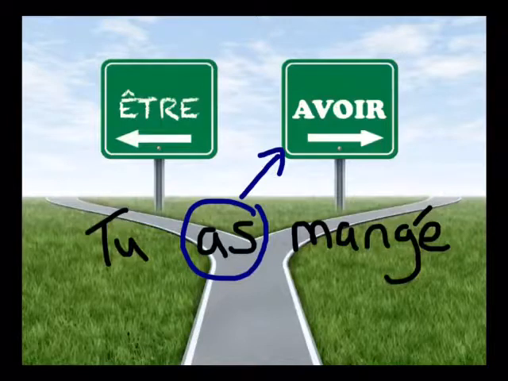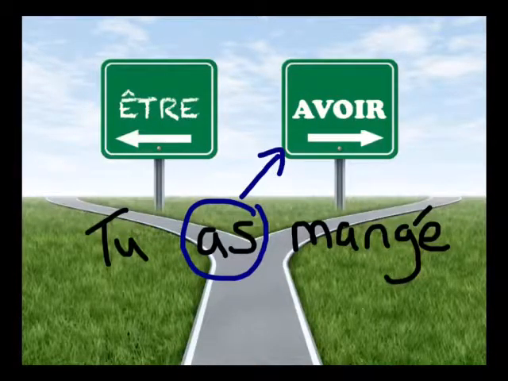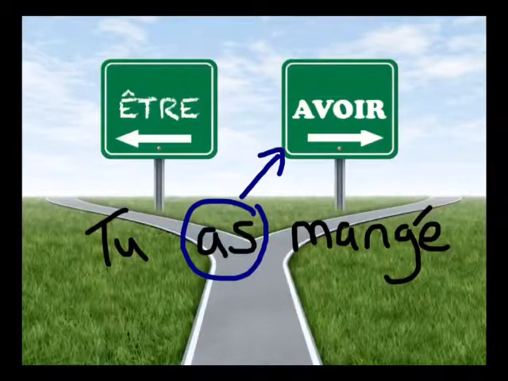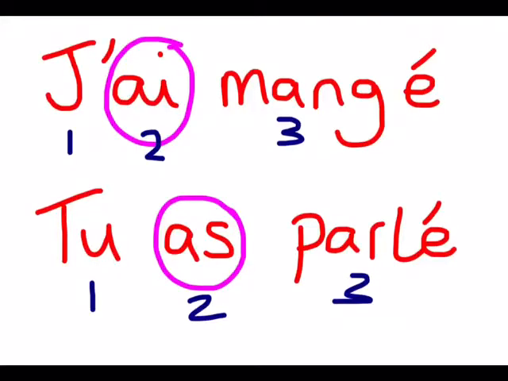However, there are a group of verbs which form the past tense with être and therefore have être as their auxiliary verb. So by auxiliary, we mean in the second position. So this is something you're already familiar with. J'ai mangé, tu as parlé. First one translating as I have eaten or I ate, and the second one as you have spoken or you spoke.